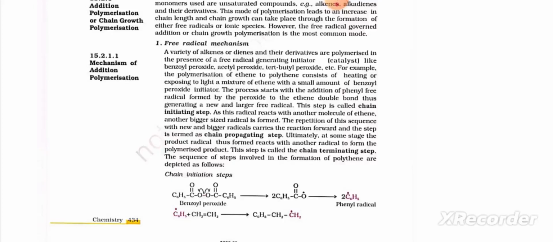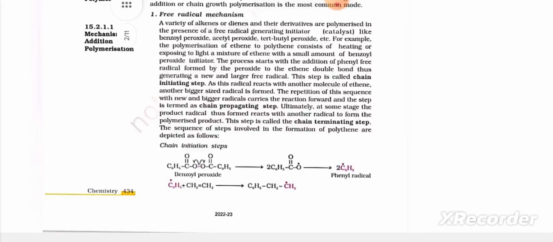Ultimately, at some stage, the product radical thus formed reacts with another radical to form the polymerized product. This step is called the chain termination step. The sequence of steps involved in the formation of polythene is described as follows. First is the chain initiation step. Benzoyl peroxide changes to phenyl free radical.